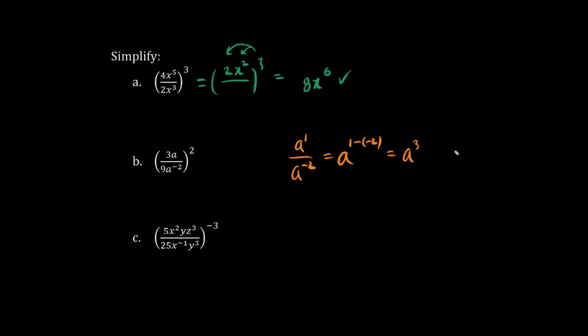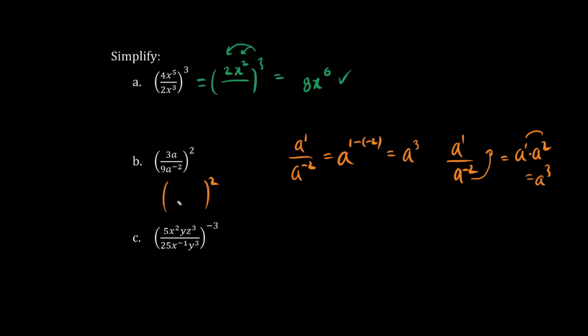Perhaps a faster way of thinking about this, when we have a over a to the minus 2, is to simply throw the bottom to the top. So in your head, think of a to the 1 times a squared. So we just add 1 plus 2 is 3. Same answer.